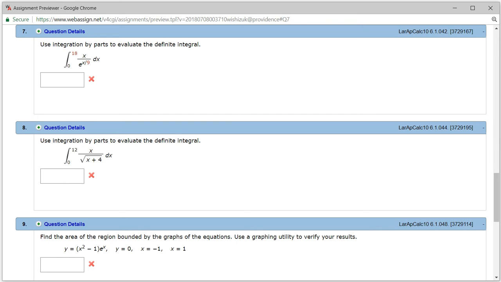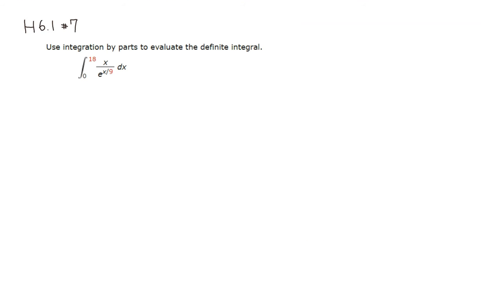All right, let's look at homework 6.1, problem number 7. Let's evaluate this definite integral here. First, I'm going to rewrite this as the integral from 0 to 18.